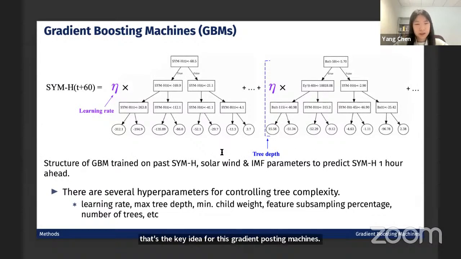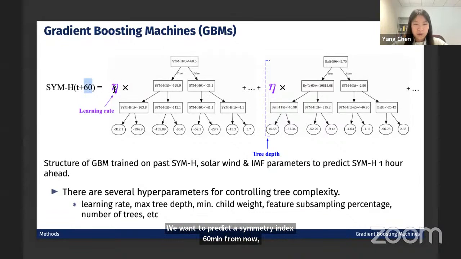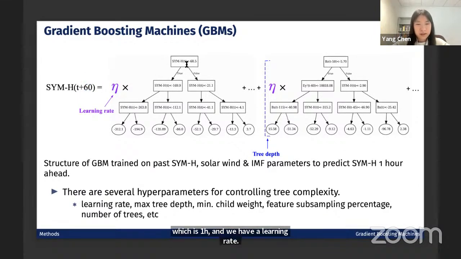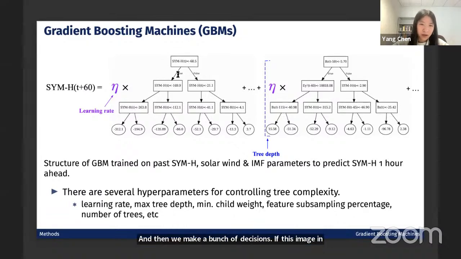So this is a concrete example that we give. We want to predict the Sym-H index 60 minutes from now, which is 1 hour. And we have a learning rate, and then we make a bunch of decisions. If the Sym-H index is less than -68.5 and it's true, we then go to the next decision-making level. If it's false, we go to the next decision-making level. And finally, we move on to the leaf nodes, which contain the weights. And then across all the different iterations, we're adding all of the different trees together.